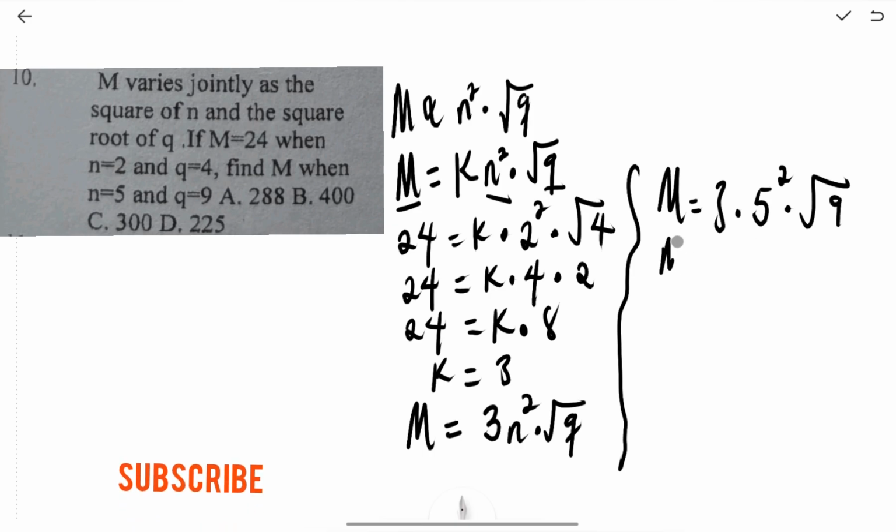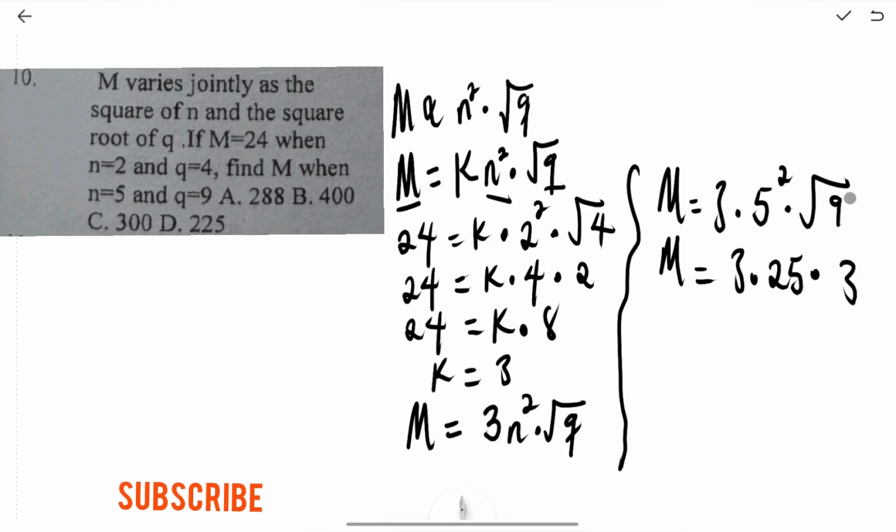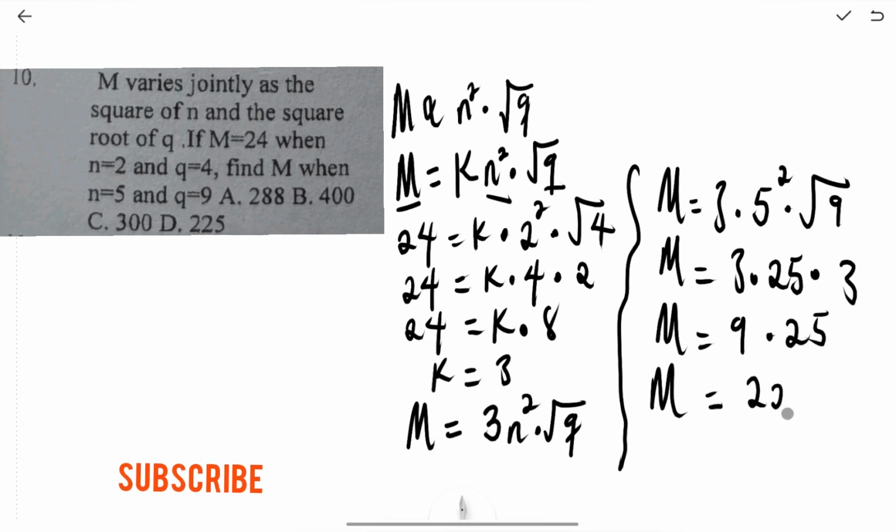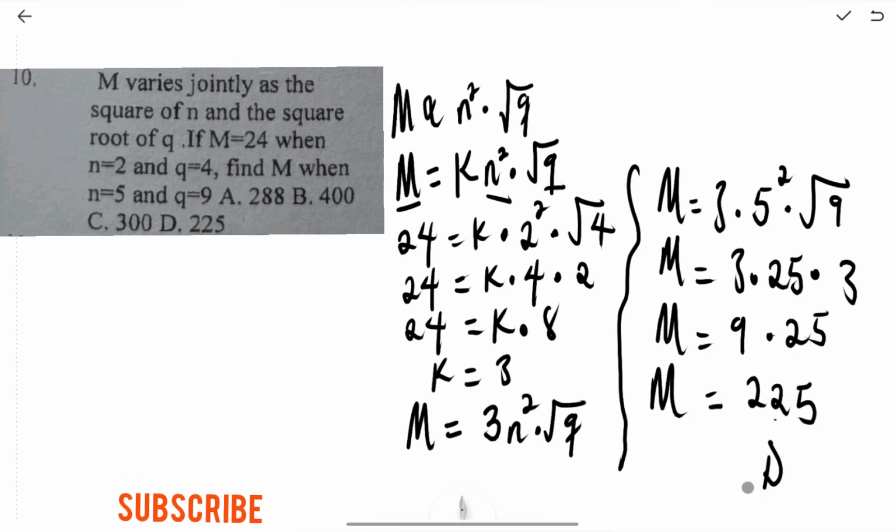Then we have m equals to 3 times 25 times 3. Square root of 9 is 3. So we have m equals to 9 times 25. So m equals to 225. Our final answer is D. Thank you.